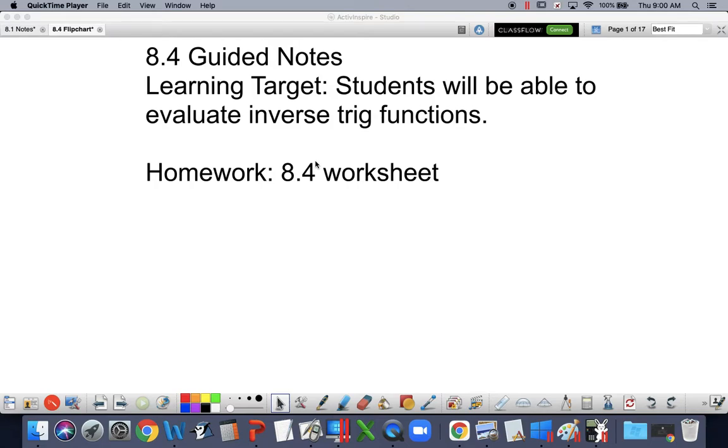Okay, today we're going to get into 8.4. So we are at this point going to be 4 sections through our 5-section unit. And we're going to be able to evaluate inverse trig functions. So inverse trig functions are what we want to use when we're solving for the angle.